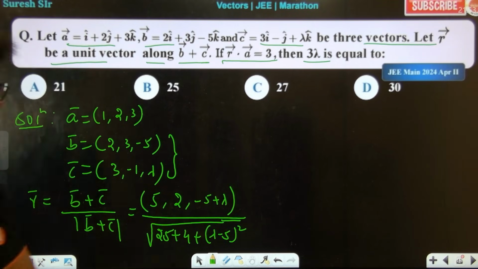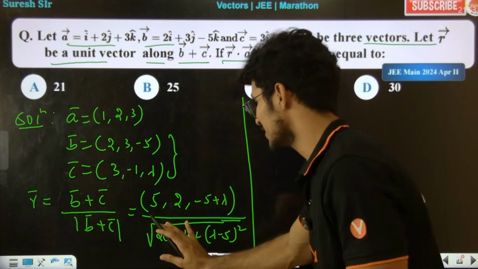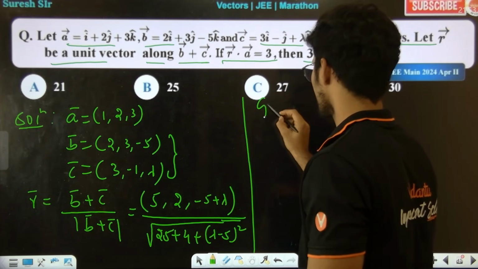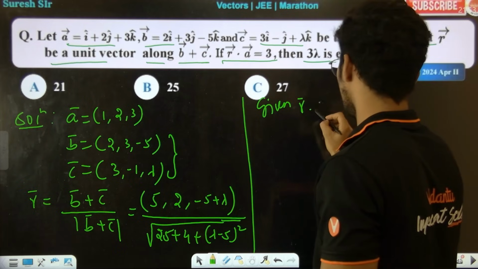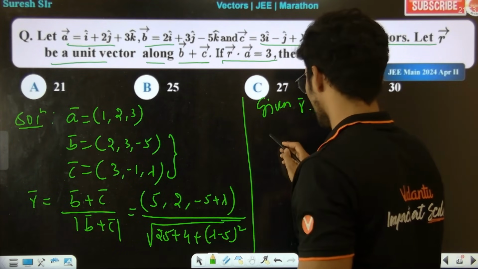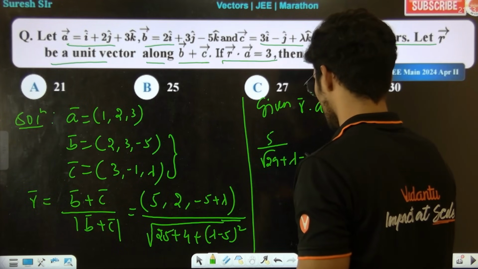Now what else have they given? R dot A is given as 3. The R vector is B plus C divided by its magnitude, the square root of 29 plus lambda minus 5 whole square.